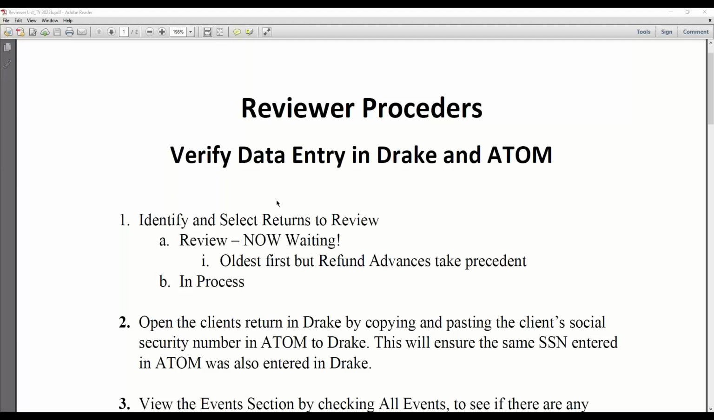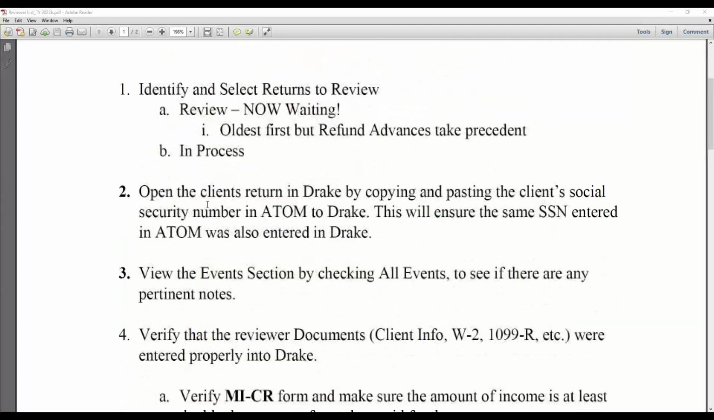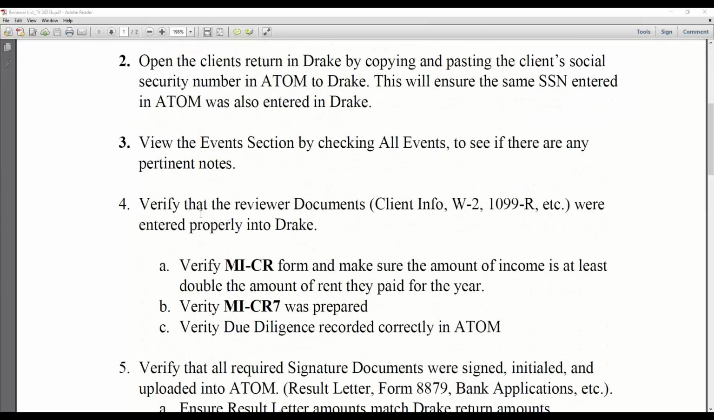Reviewer procedures. One more thing I didn't point out was reviewing the due diligence checklist to make sure that the preparer asked the right questions and documented the answers. That would be down in step 4, basically verifying everything in the tax return. So I added the C, verify due diligence recorded correctly in Adam.